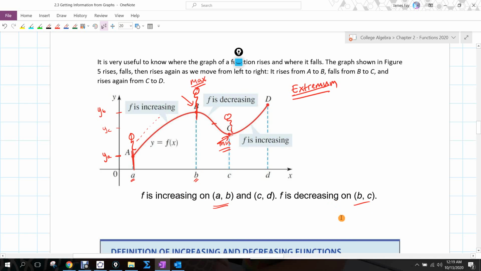So the definition of increase. We can't just say our definition is, did my y values get bigger or did my y values get smaller? Because the idea is, I can do this.